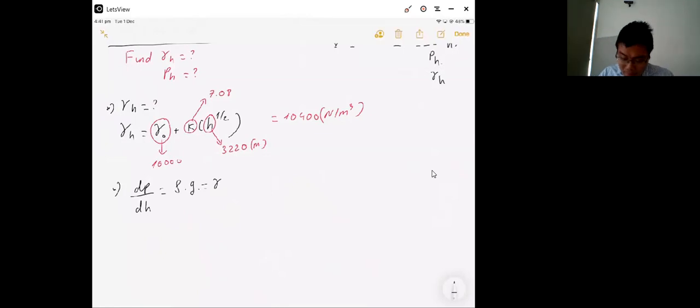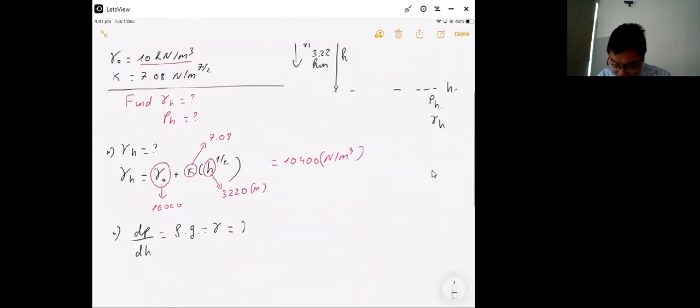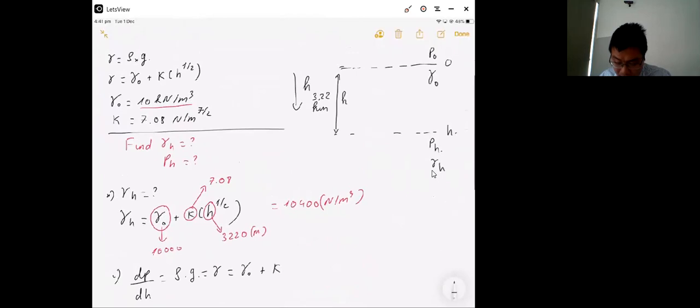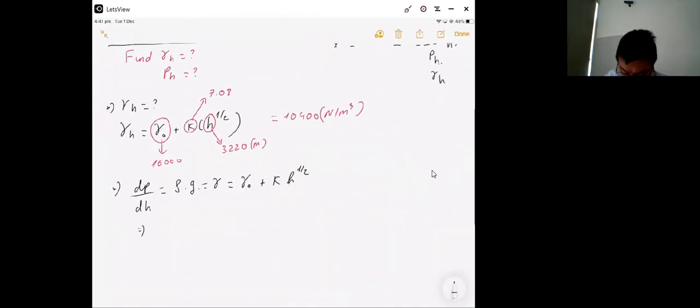And gamma, you have here the equation: gamma O plus K S1 divided by 2. So you will have dP equal to gamma O plus K S1 divided by 2.